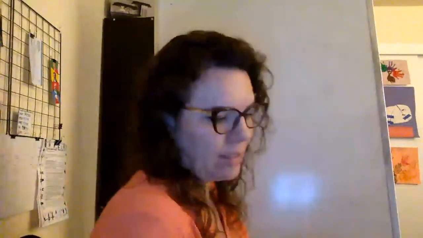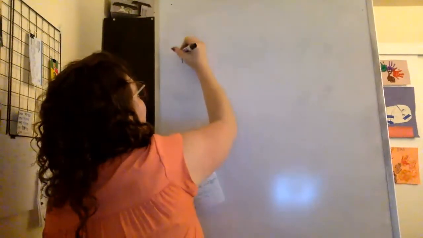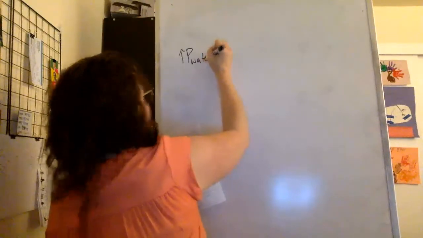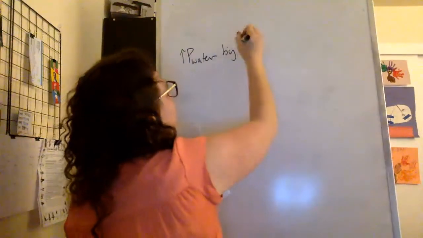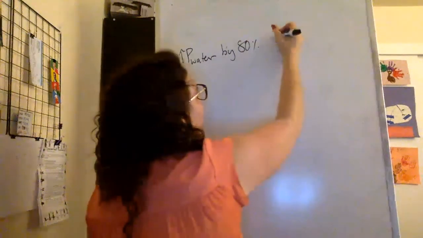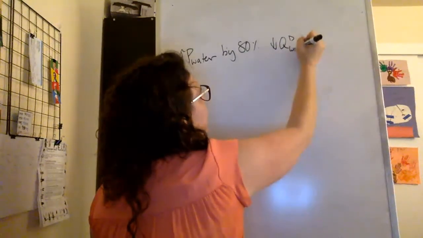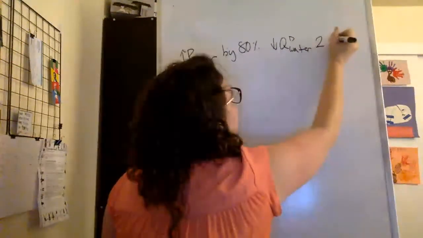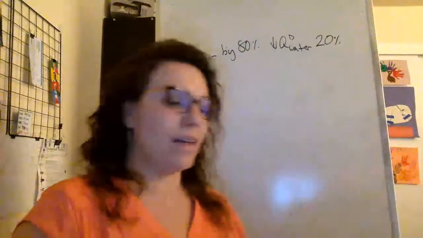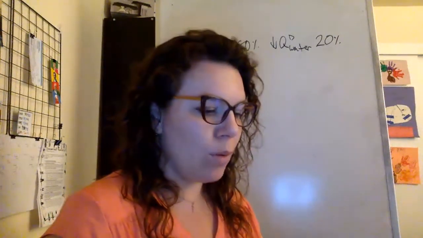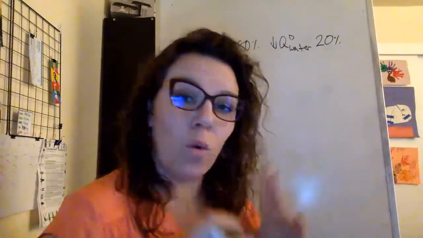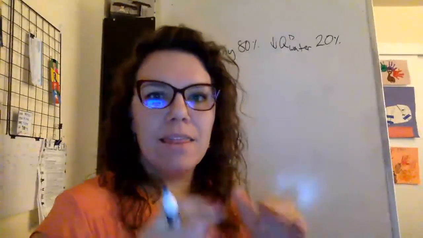The example I'm going to run with is a community where the price of water has gone up by 80%, and that has decreased the quantity demanded of water by 20%. Then the problem asks you to find the change in revenue. So we're going to break this down step by step to find the change in revenue. We're going to start with the qualitative step of just figuring out what this means, and then the actual answer.